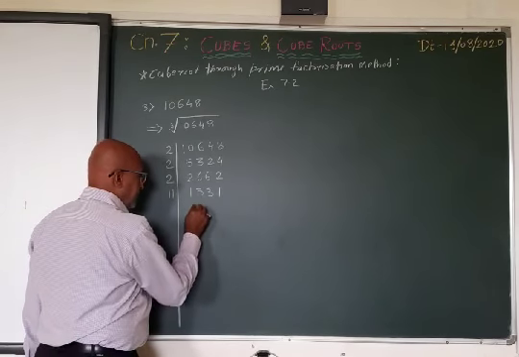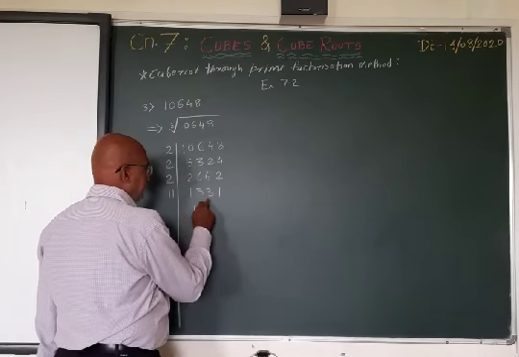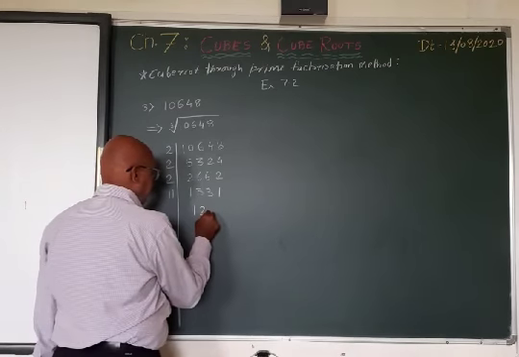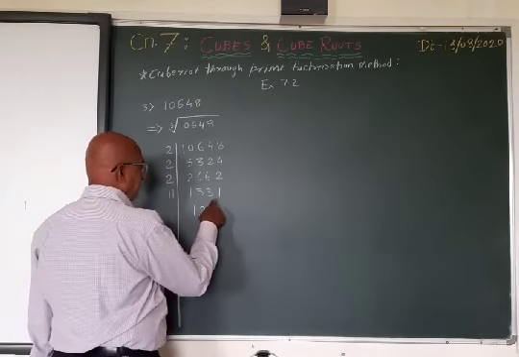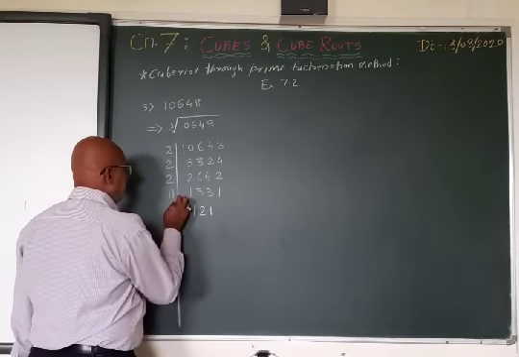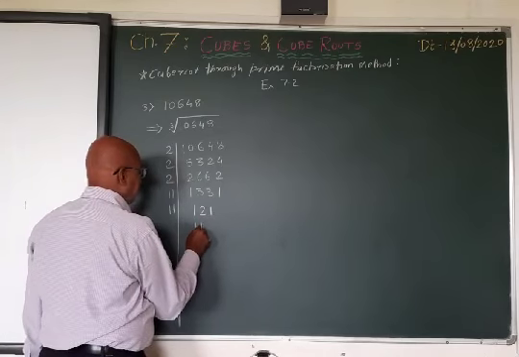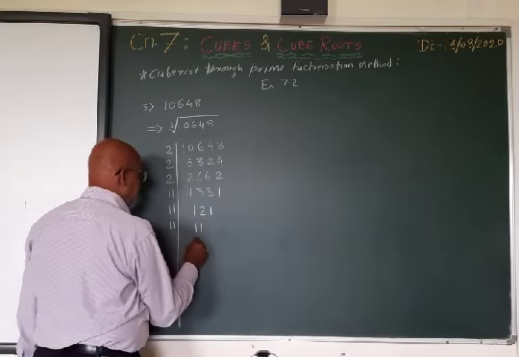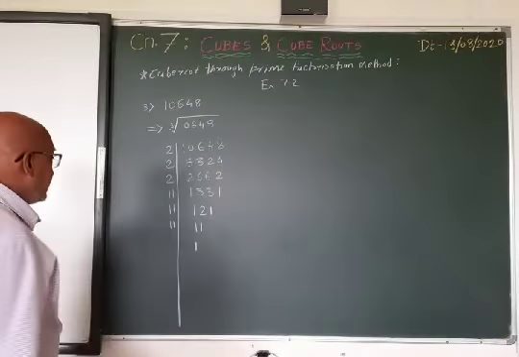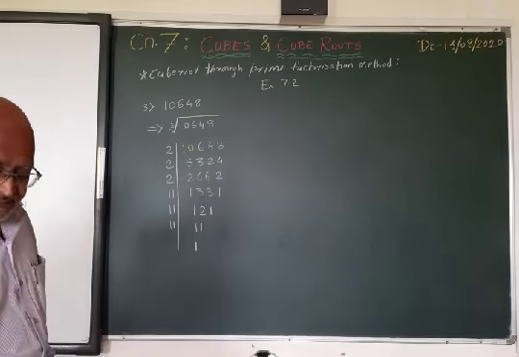11 into 1331 gives 121. 11 into 121 gives 11. 11 into 11 gives 1. So here we end with the factorization part.